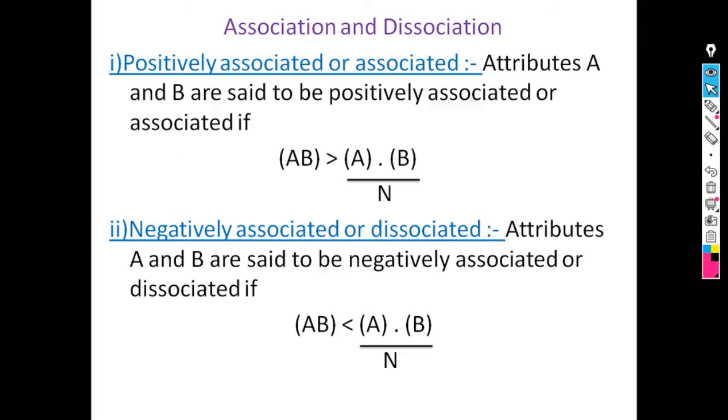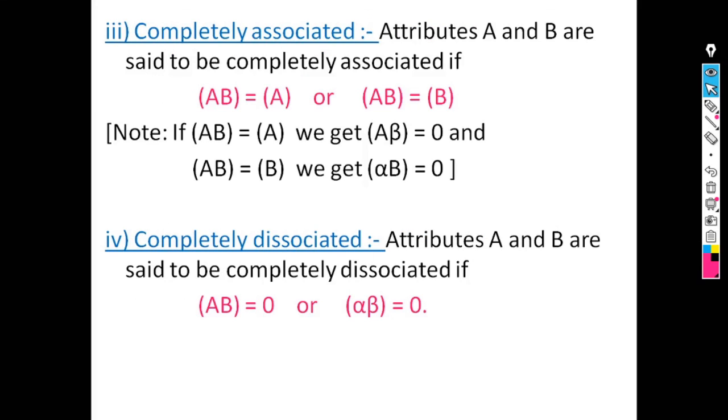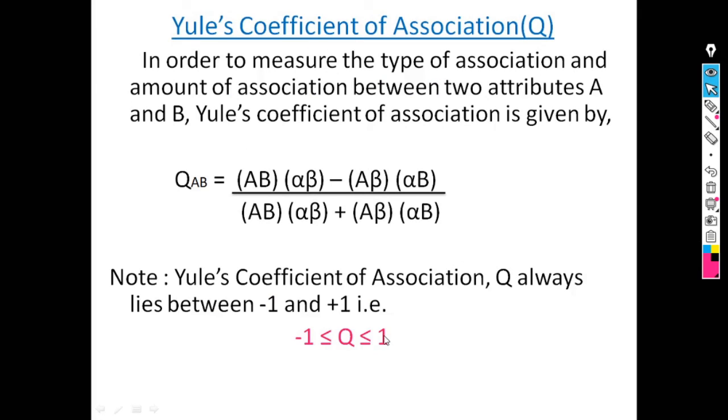The attributes A and B are said to be positively associated if AB is greater than A into B by N. And if AB is less than A into B by N, then we can say attributes A and B are negatively associated or dissociated. Then we saw what is meant by completely associated and completely dissociated. Attributes A and B are said to be completely associated if AB is equal to A or AB is equal to B. And attributes A and B are said to be completely dissociated if AB is equal to 0 or alpha beta is equal to 0.